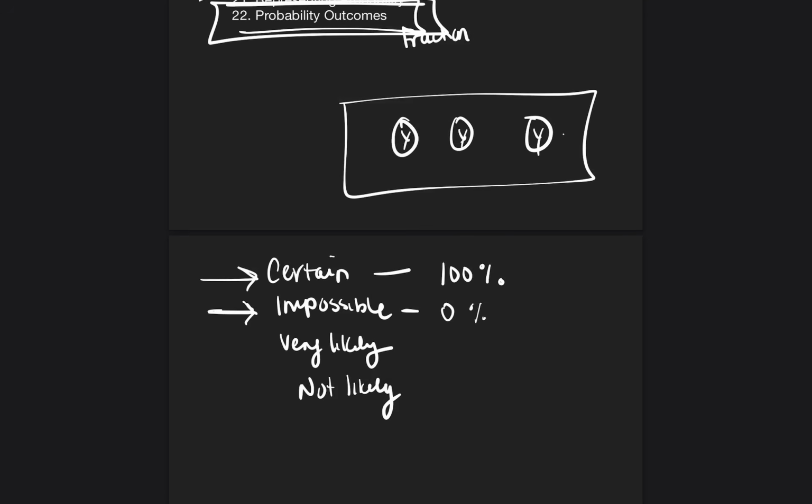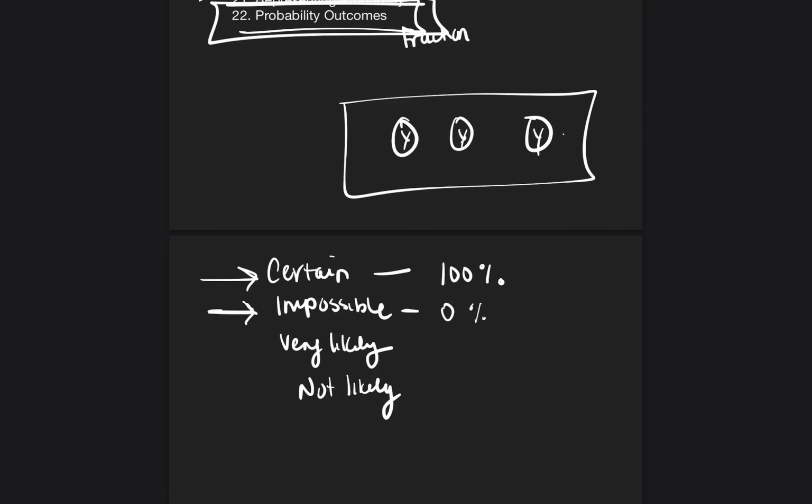So if someone says, is this certain or impossible? Certain is a 100% chance of it happening. It's the only choice in the bag. Impossible means there's a 0% chance of it happening. There's no chance of it because there's no colors of that in the bag.